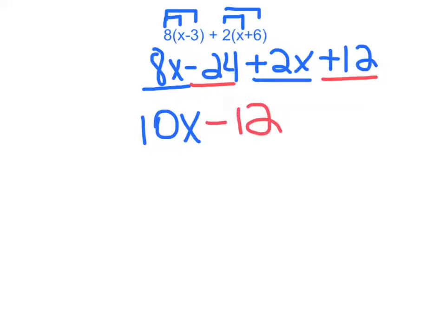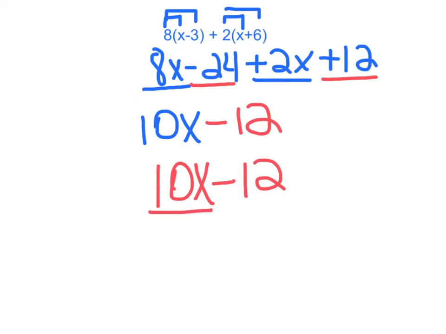So when we simplify this expression that we started with, 8 times the quantity of x minus 3 plus 2 times the quantity of x plus 6, and we simplify it all the way down to where we cannot combine anything else, we get 10x minus 12. Now, that is as simple as we can get it. We cannot put these two things together because this term has a variable of x and this is a constant, and those things cannot be combined.